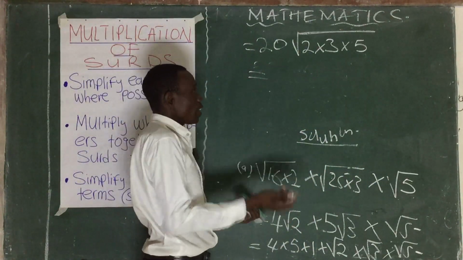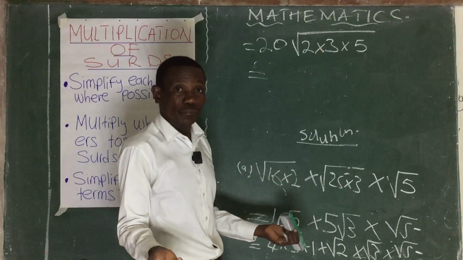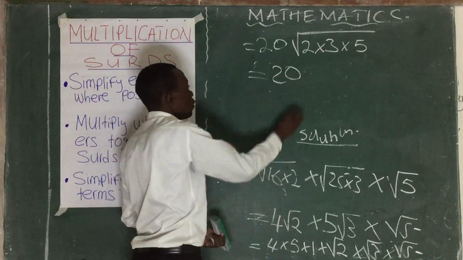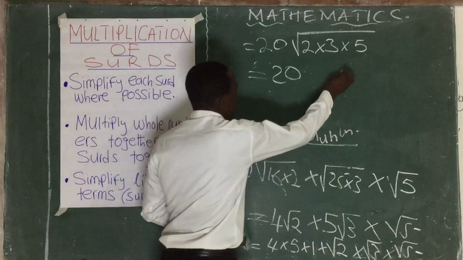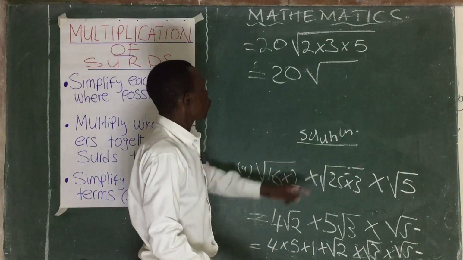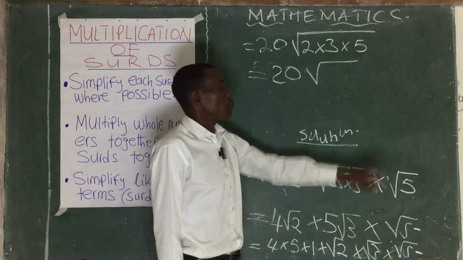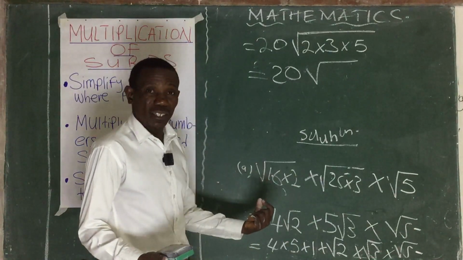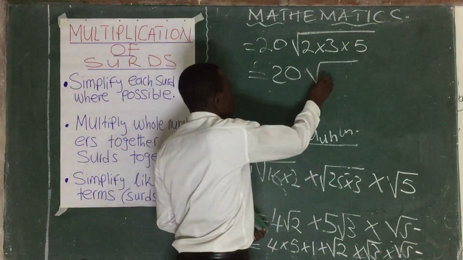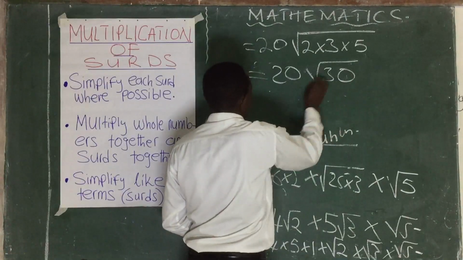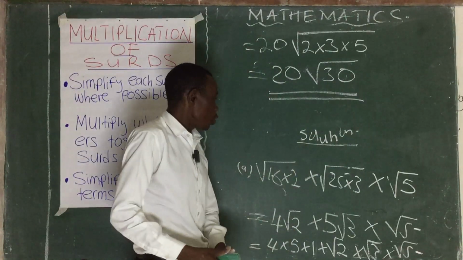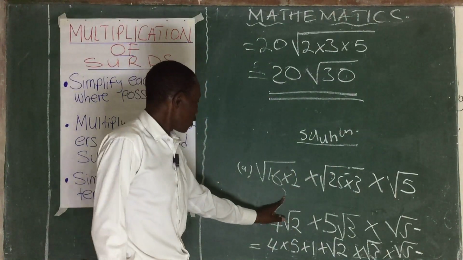Now what do you have here at the end? Then it's the final answer. You talk of a 20. Then what do we have inside the root? You talk of 2 times 3 times 5. The answer is what? 30. So here it means we have got 20 root of 30. So this is our answer to the first example, right?